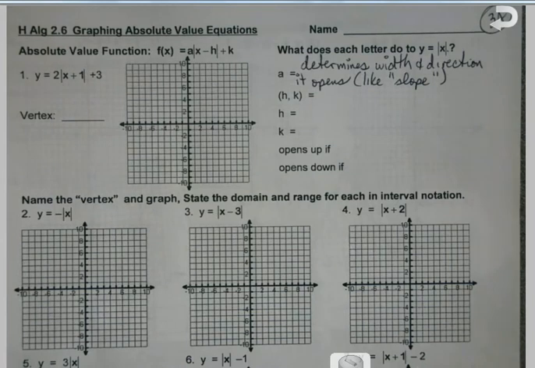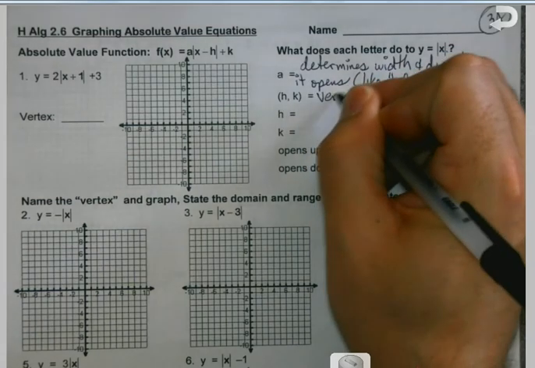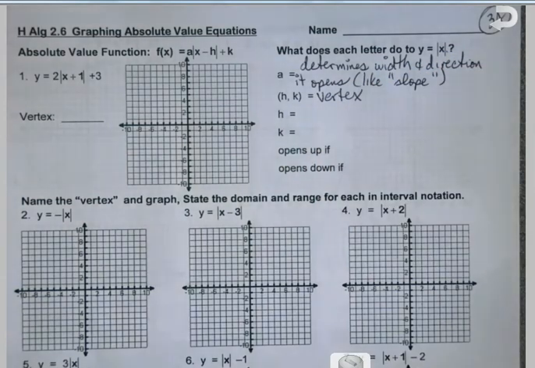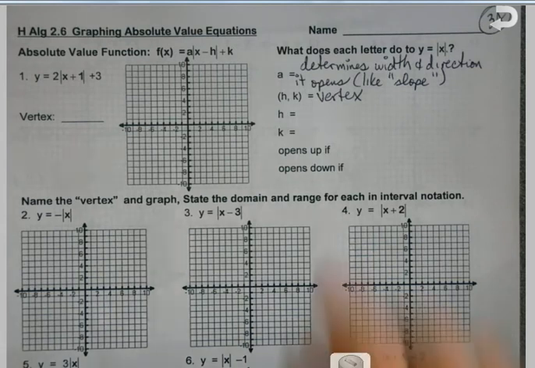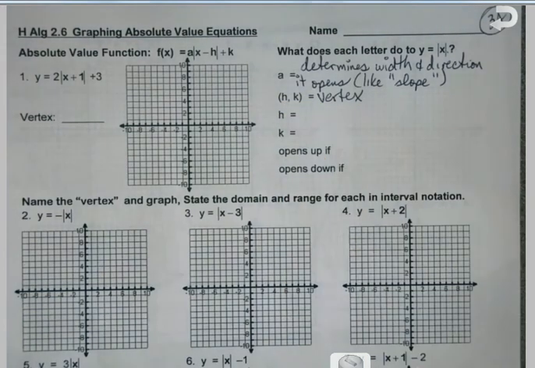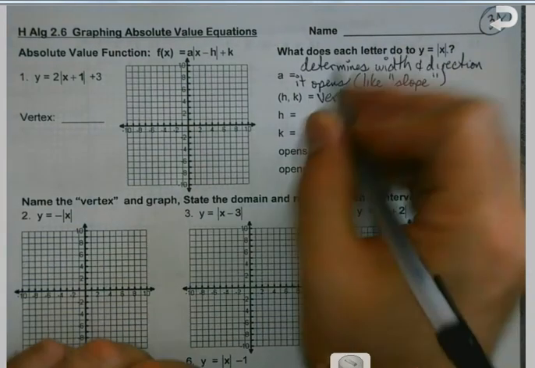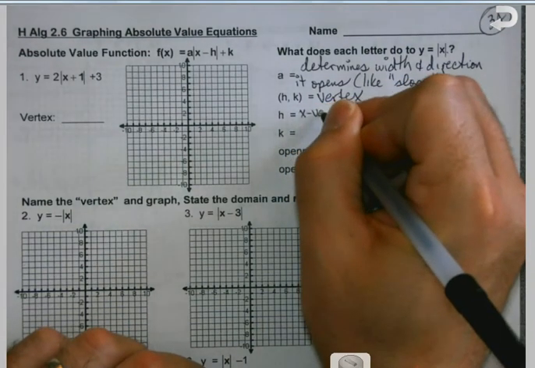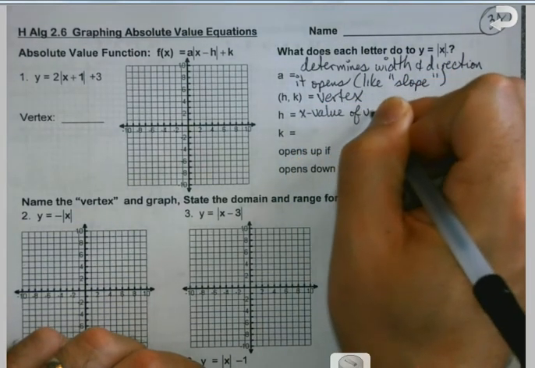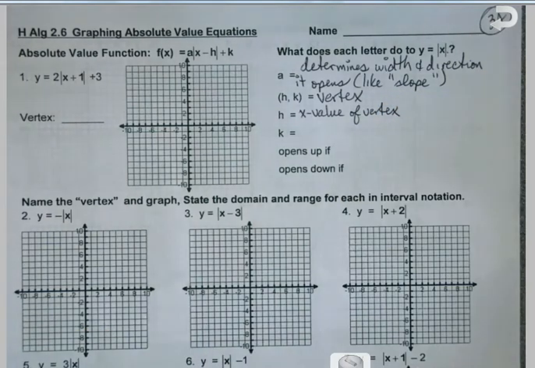Then this H and K stuff is my vertex. When you're doing an absolute value equation, it kind of looks like a V. Not a U like the parabola, but a V. And where that V turns direction or comes together, that's going to be my vertex. And that's going to be a major part of how I figure out how to graph these. So within that vertex, it's sort of like X and Y would be. Except H is sort of my X value of the vertex. But there's a couple of little hints we can get from that to help us out.